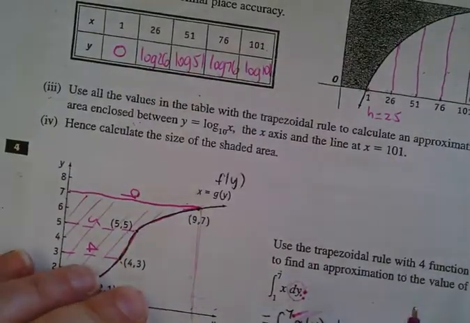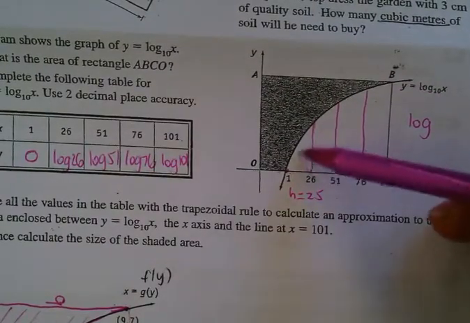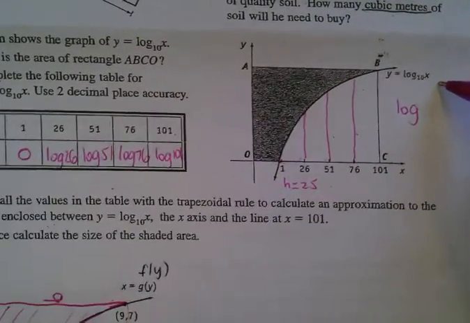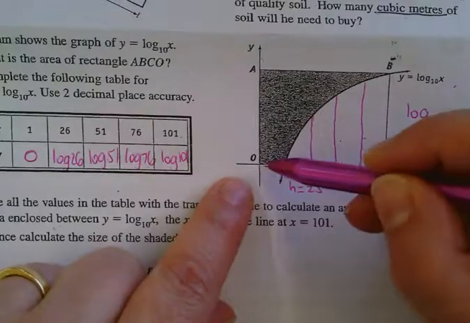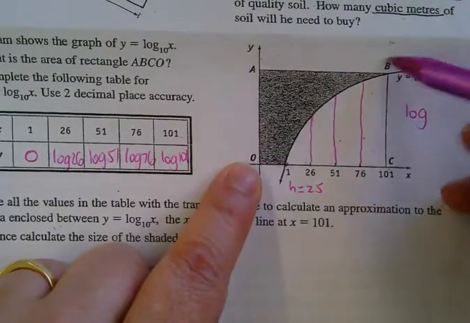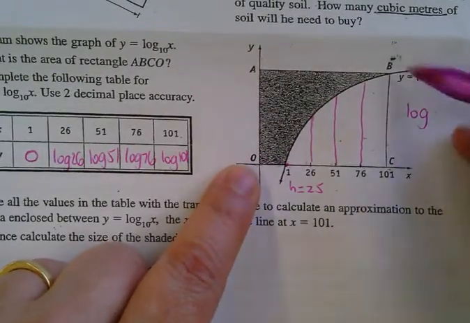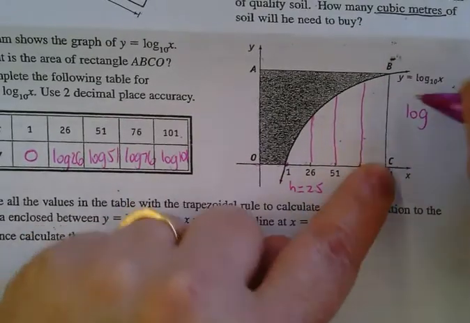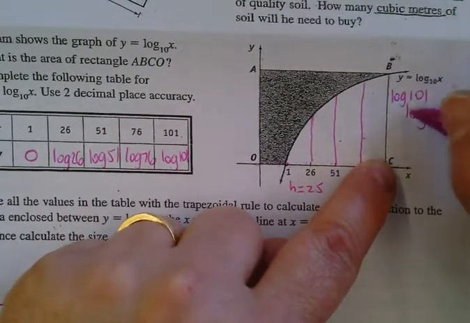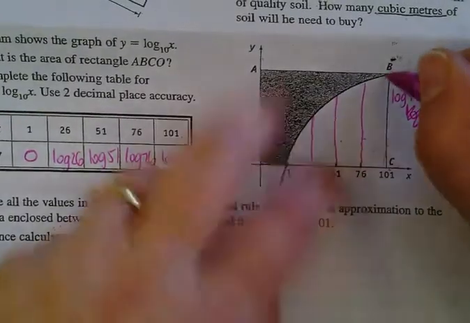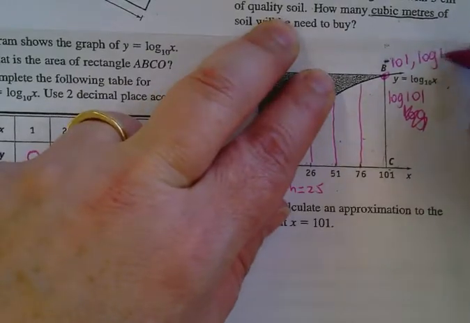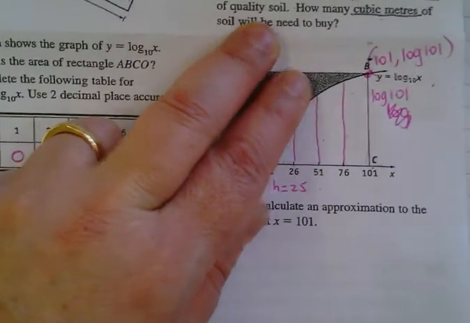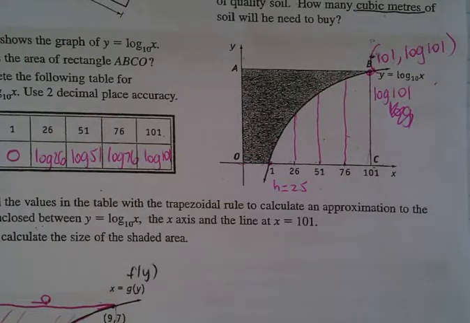But this one, because this is in terms of x, this function, you can only find the area underneath. Okay? Whole area, what's this distance? It's the area of the rectangle. That's 101 times this height is log 101. That's what that height is. This point up here is 101, log 101. Do you get it? So the area is going to be 101 times log 101.